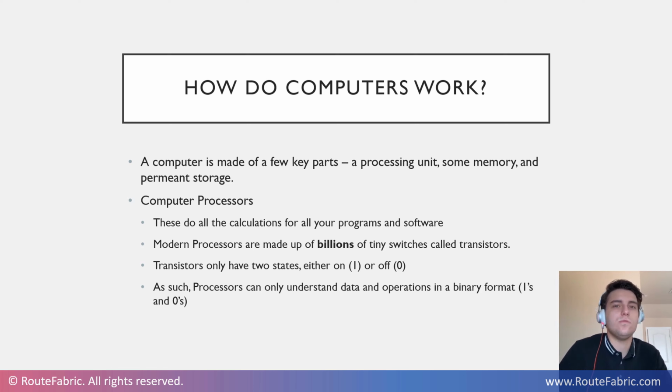Computer processors do all the calculations for all your programs and software. Modern processors today are made up of billions of tiny switches called transistors. Every processor can be broken down into a sequence or structure of these tiny switches. These transistors only have two different states. They can either represent on or off. Generally, in computer science, we consider the on state to be a 1 and the off state to be a 0. Because of this, processors can only understand data and operations in a binary format. That's ones and zeros.